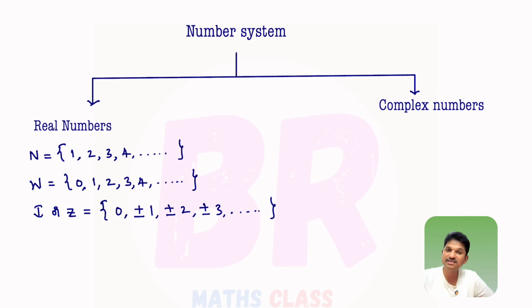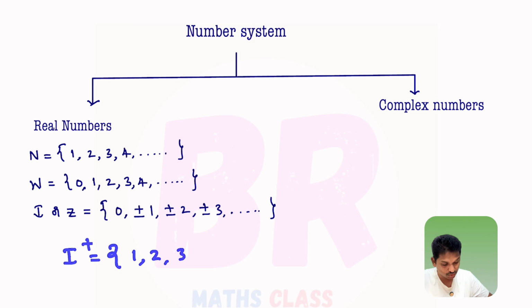Okay. Is 3 an integer? Yes. Is minus 3 an integer? Yes. Is minus 1 an integer? Yes. Okay. So here, these are the integers. In this, again, positive integers. Suppose if they ask for I plus, positive integers, what are positive integers? Positive integers means 1, 2, 3, like that you will get. These are the positive integers. You can observe here, positive integers are nothing but natural numbers.